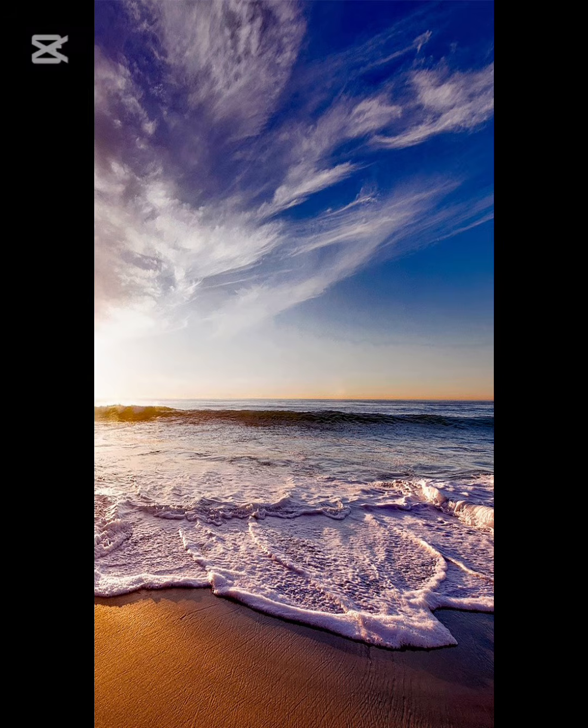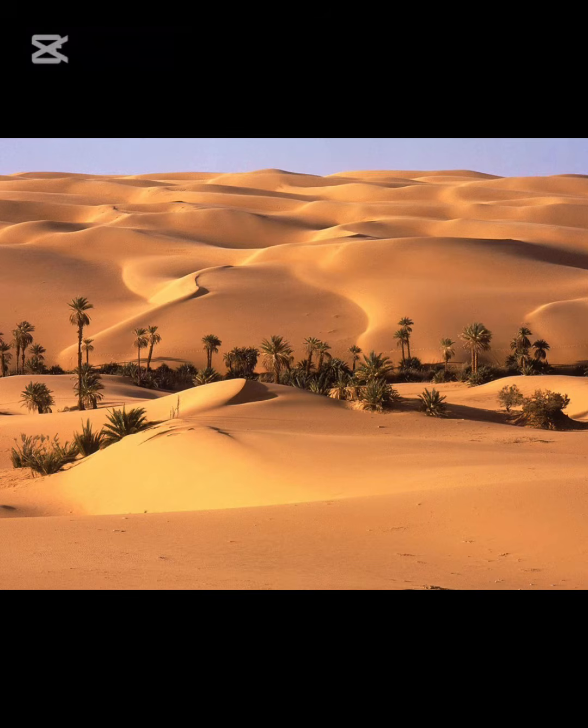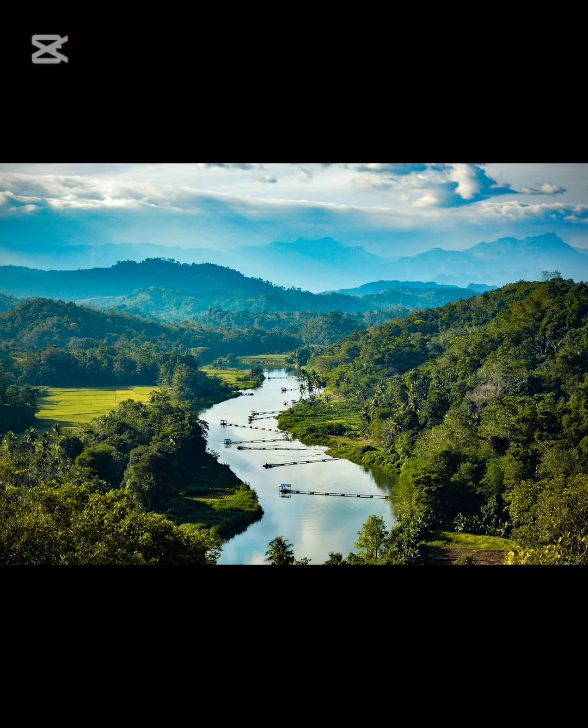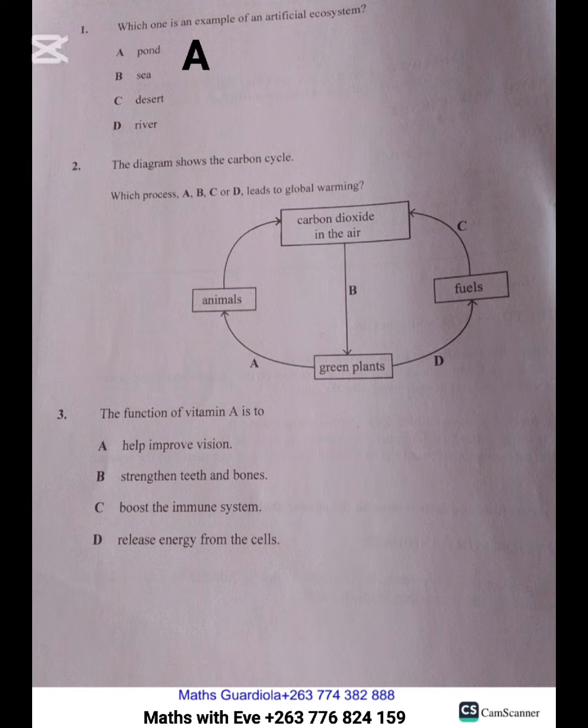In contrast, B, which is the sea, is natural ecosystem. It is part of a global ocean system. And then C, which is desert, is natural ecosystem again, because it is going to be formed by climate and geological conditions. And then D is another example of natural ecosystem, because a river is shaped by geological processes. So on number 1, we are going to select A as our answer.